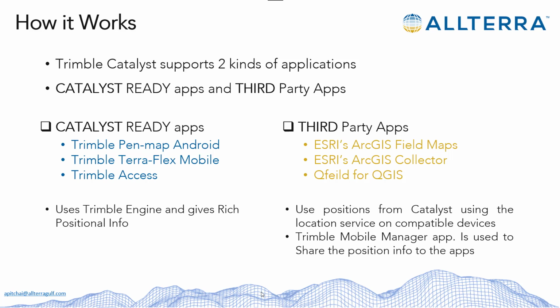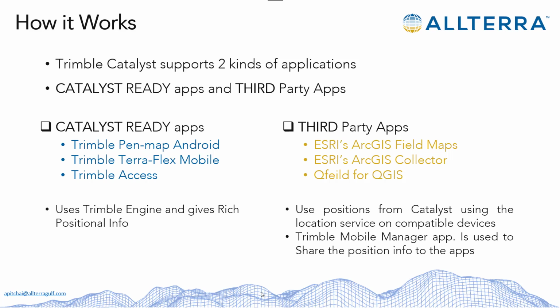So you can use these three apps. Using these three apps gives you flexibility to log your raw data and use your RTK solutions. You can use a rangefinder along with the apps. It gives you a lot of flexibility to use Catalyst with the Trimble enabled apps.